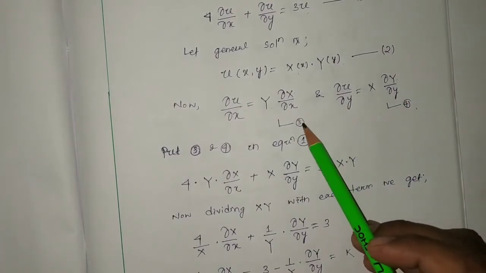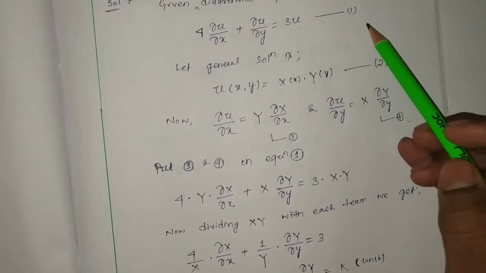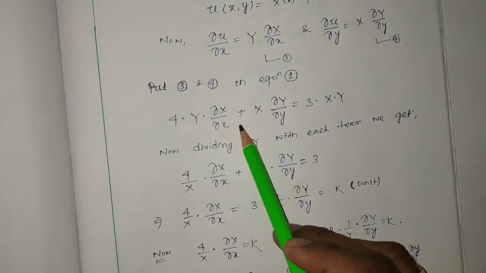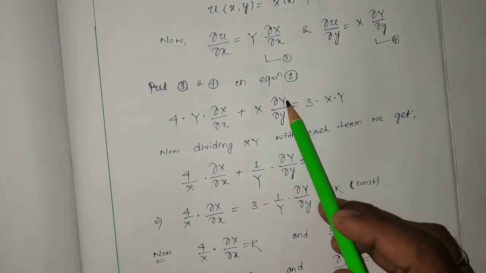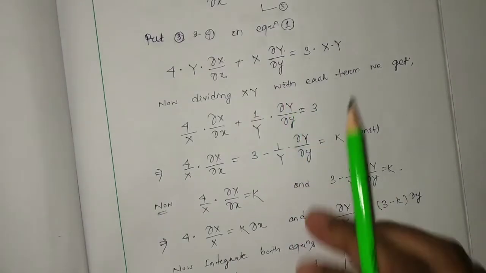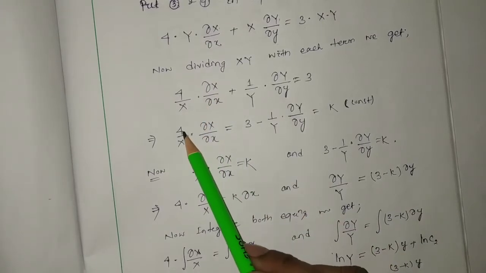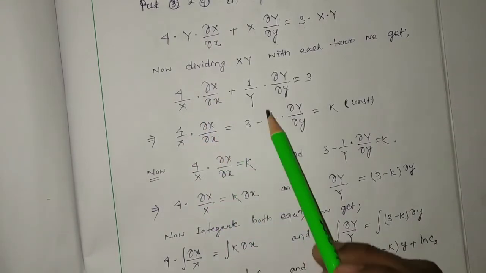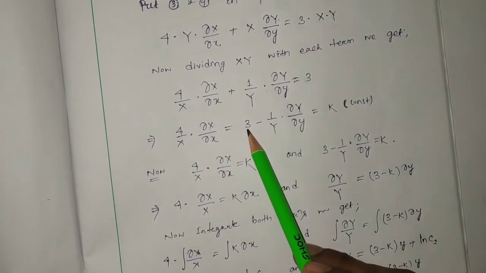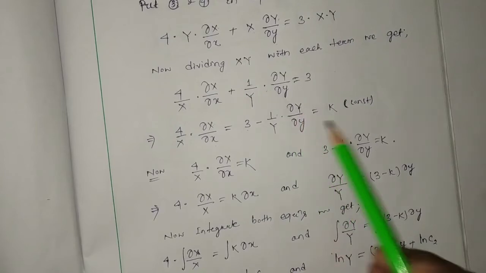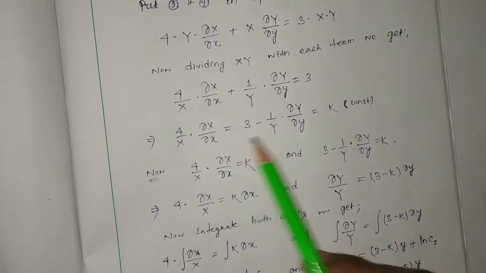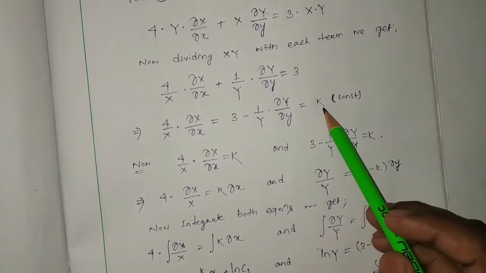These are equations 2, 3 and 4, which we have to substitute in our equation number 1, and we are going to get 4 into Y del X by del x plus X into del Y by del y equal to 3 into XY. Now we divide by XY, and we get 4 by X del X by del x. Here the other term I am going to take to the right hand side, so this will be 3 minus 1 by Y del Y by del y. As x and y are separate and both sides are equal, let this be equal to a constant, that is k.